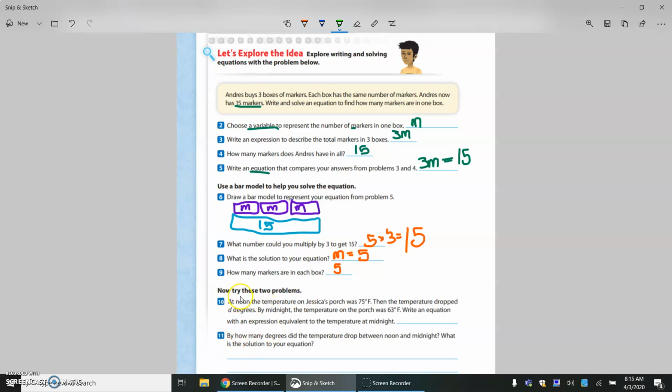Okay, so now try these two problems. At noon, the temperature on Jessica's porch was 75 degrees Fahrenheit. Then the temperature dropped D degrees, so they want us to use D as our variable. By midnight, the temperature on the porch was 63 degrees Fahrenheit. Write an equation with an expression equivalent to the temperature at midnight. Okay, so the times aren't really important, but I highlighted them.